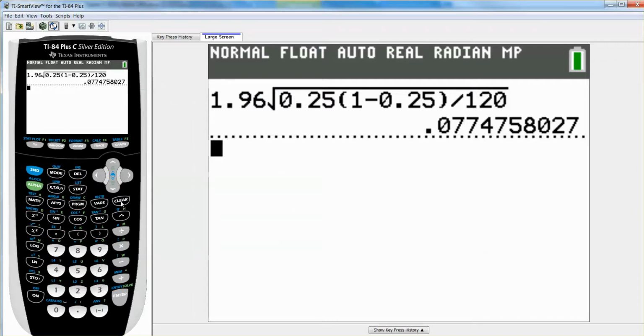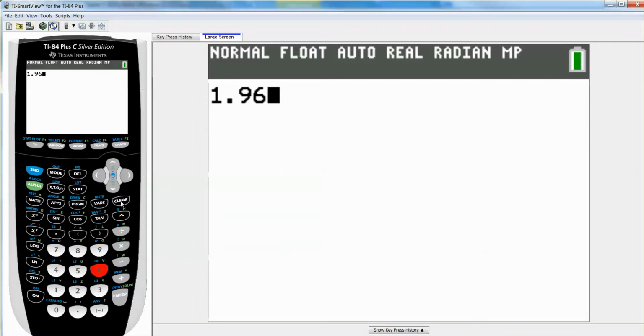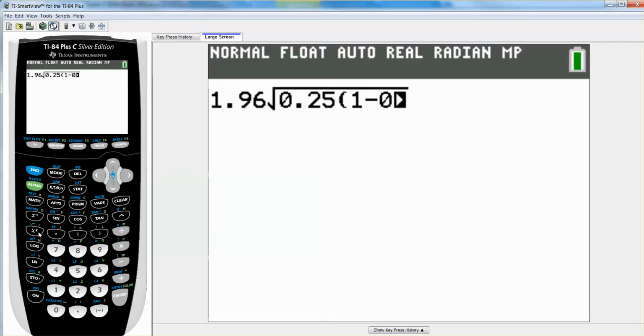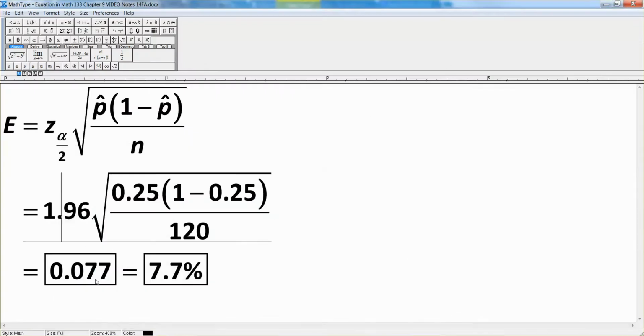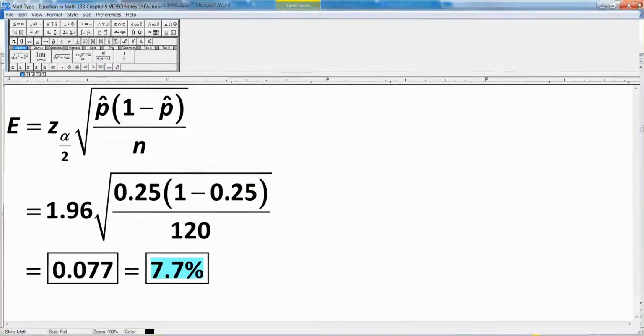So I already did it again. Sorry, my computer ate my video. So 1.96 square root and then 0.25 parentheses 1 minus 0.25 close your parentheses divided by 120. And you get 0.077 and some change, which is where the 7.7% comes from.